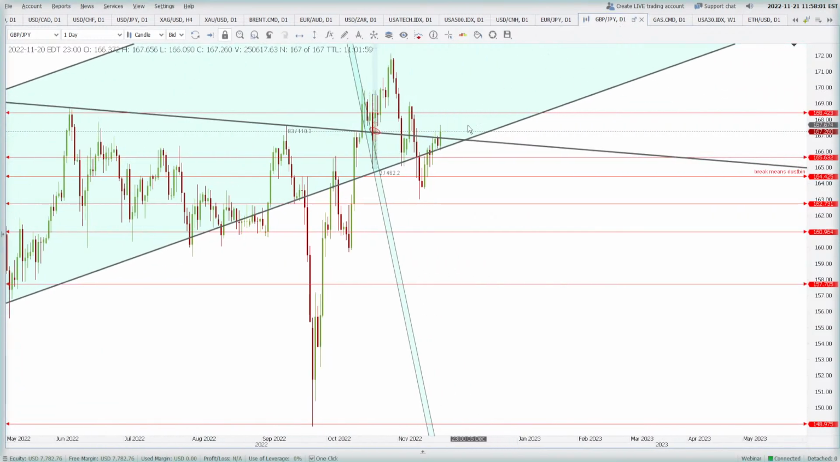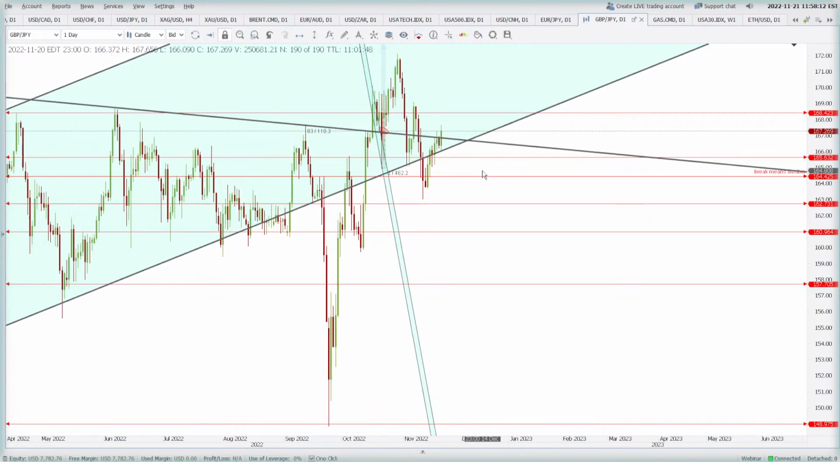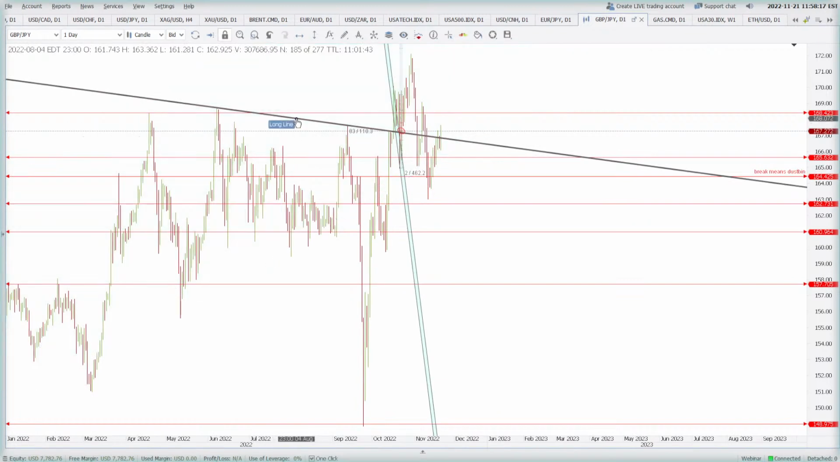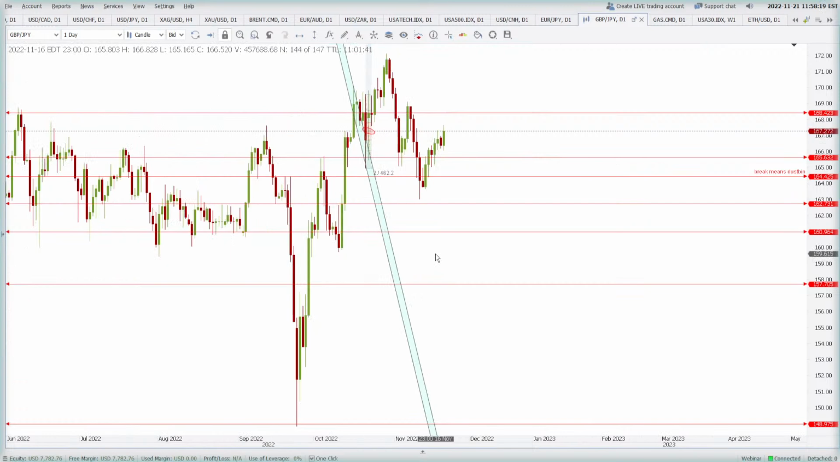GBP JPY, similar lines, it is resistance at 168.42 and a support at around 164.42. Sorry, 165.63, and after that it is 164.42. And I just want to remove all these channels. They are, I think, of no use now. Okay.